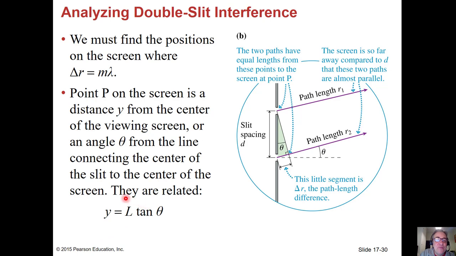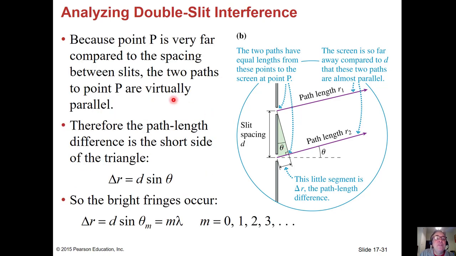A couple things to note here. Again, this just comes from the trig that we saw on the last slide. We can draw a triangle here, and here's another triangle here. The screen is far enough away that R2 and R1 are, for all purposes, parallel to each other. So if this is theta, just from a little bit of trig, this angle here is also theta, because we've got similar triangles going on. Again, this is to derive the formula.